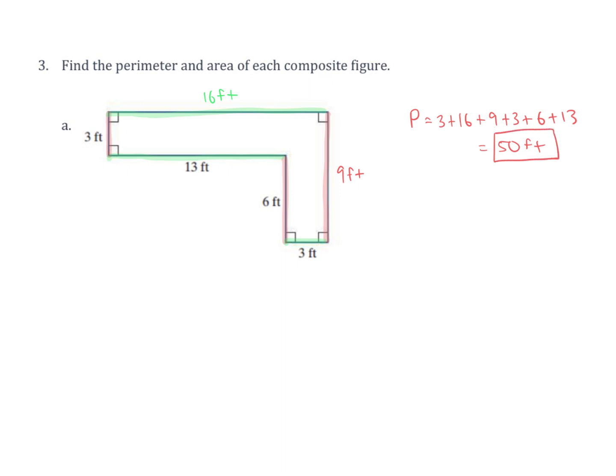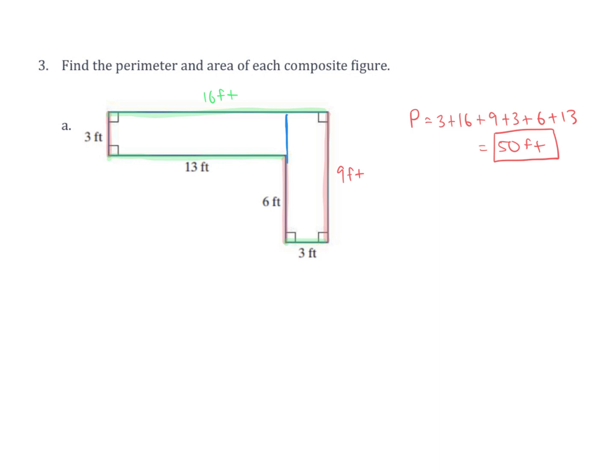And now for area, we're going to do it a little differently. We're going to divide the figure into multiple shapes. I could divide this into 2 rectangles. I could either divide it right here, or I could also divide it right here. And either way works, so I guess I'll stick with this way. So I'll make that a little darker.